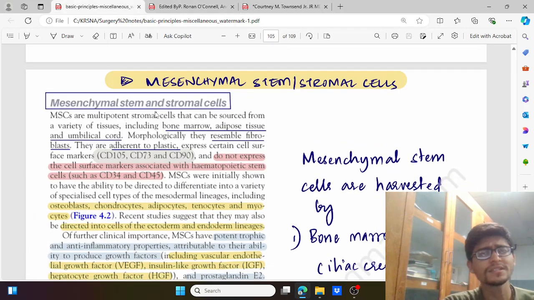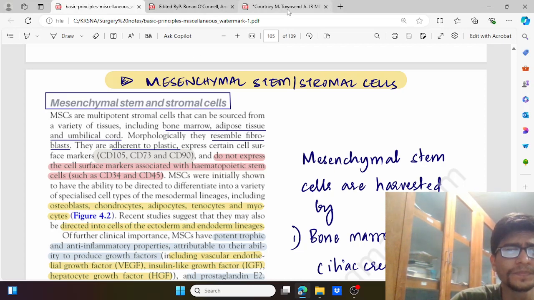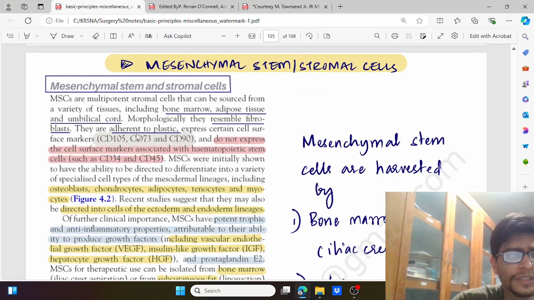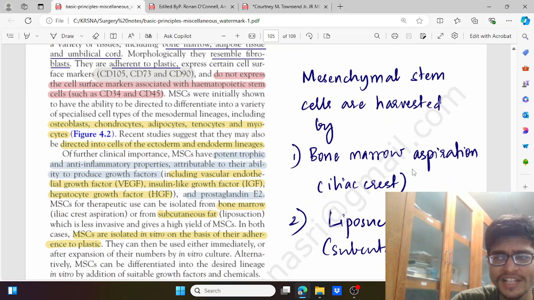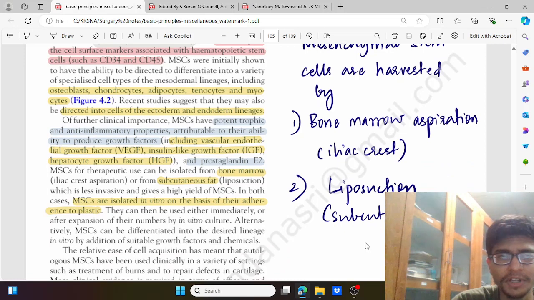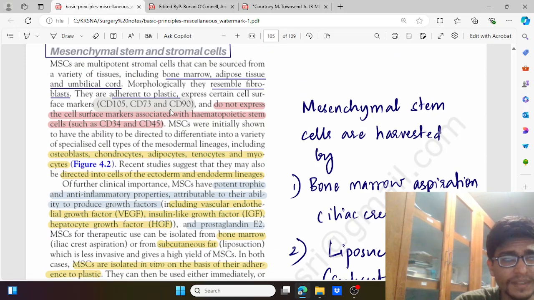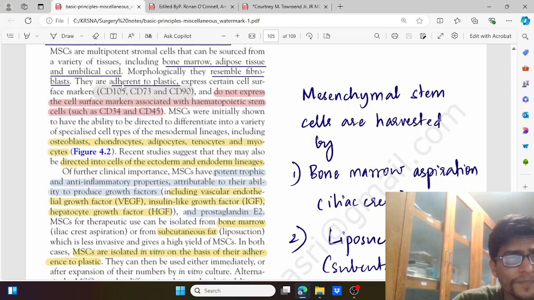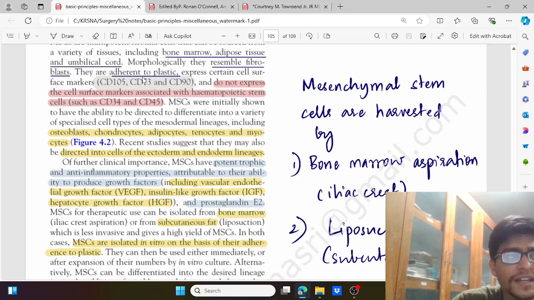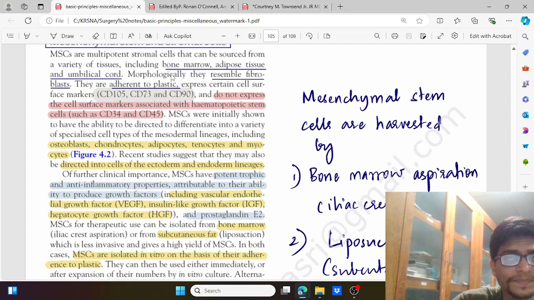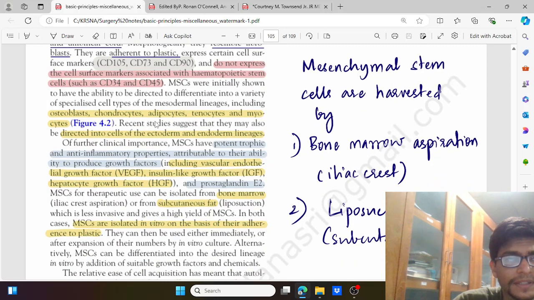So mesenchymal stem cells are the most commonly used in the body. These mesenchymal stem cells are multipotent stem cells, and these are harvested from bone marrow aspiration from the iliac crest or from liposuction, that is subcutaneous fat, and can also be obtained from the umbilical cord. They have certain surface markers that are CD105, 73 and 90, and they have the ability to adhere to plastic, and they do not have the surface markers of the hematopoietic stem cells, that is CD34 and 45. They can differentiate into osteoblasts, chondrocytes, adipocytes, tenocytes and myocytes, and can also be directed into ectoderm and endodermal lineages.